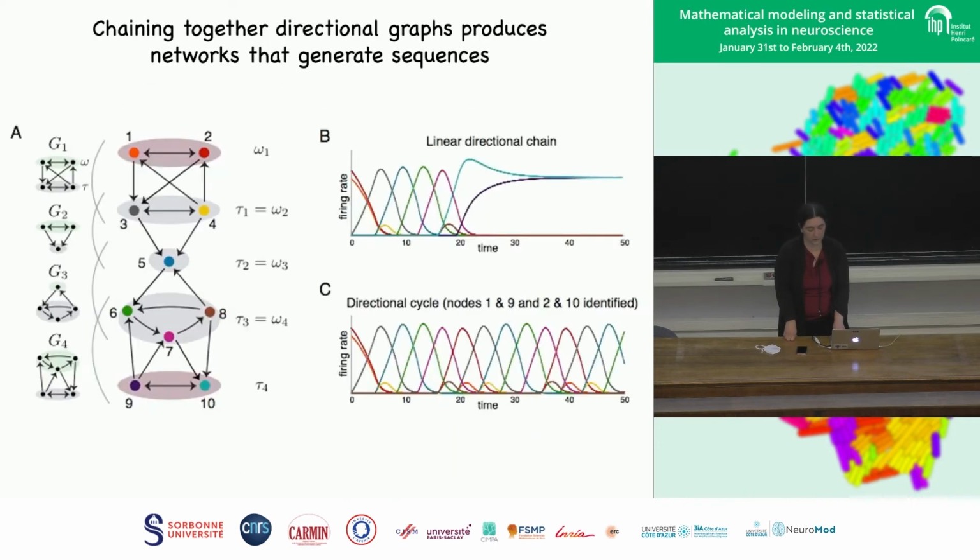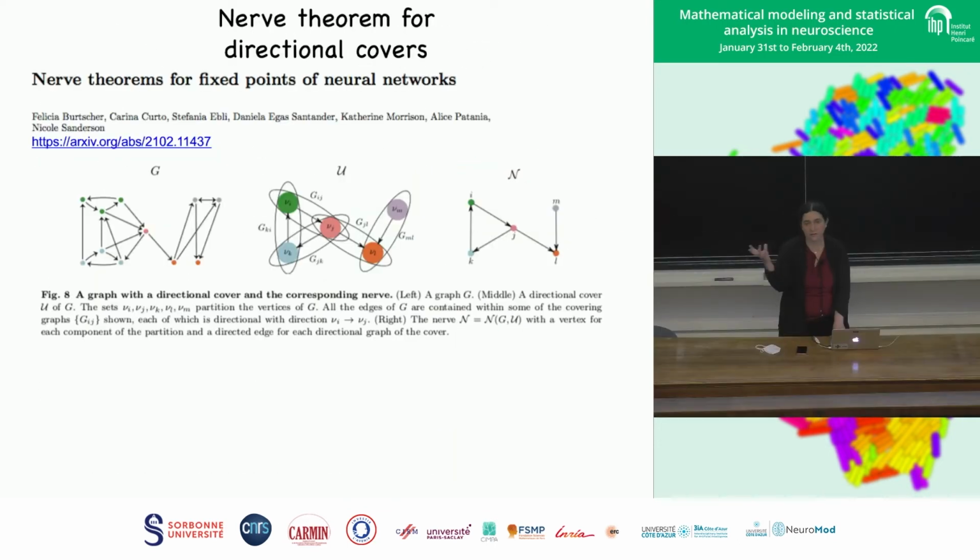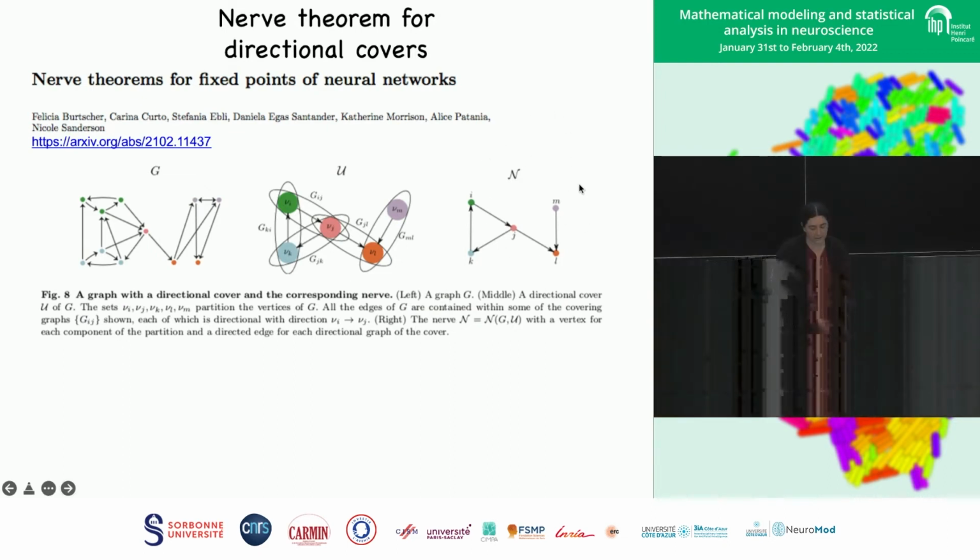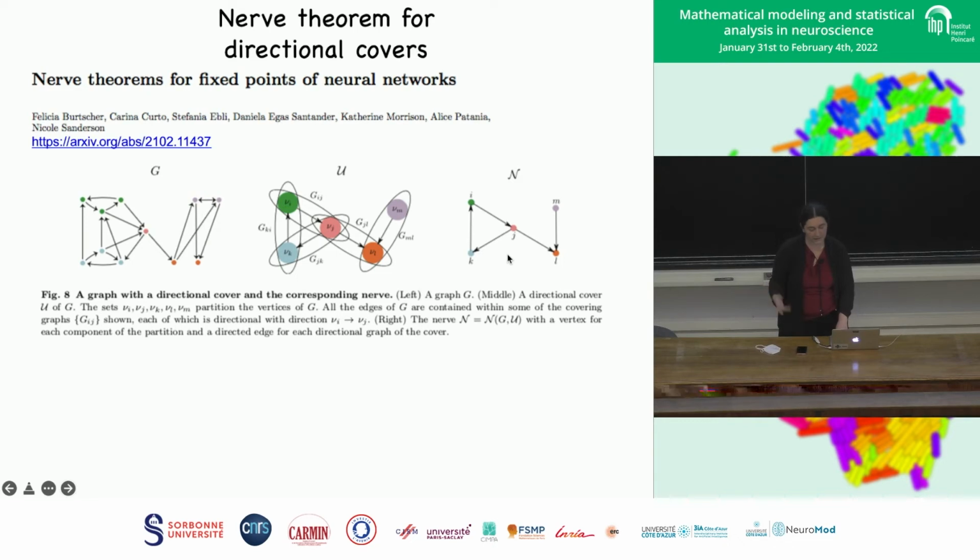This is the last bit with the Wincomp group, the nerve theorems, where we use this. We can cover our large networks by these directional graphs that are special. And this allows us to reduce to the nerve of the network and have a subgraph that is simpler.